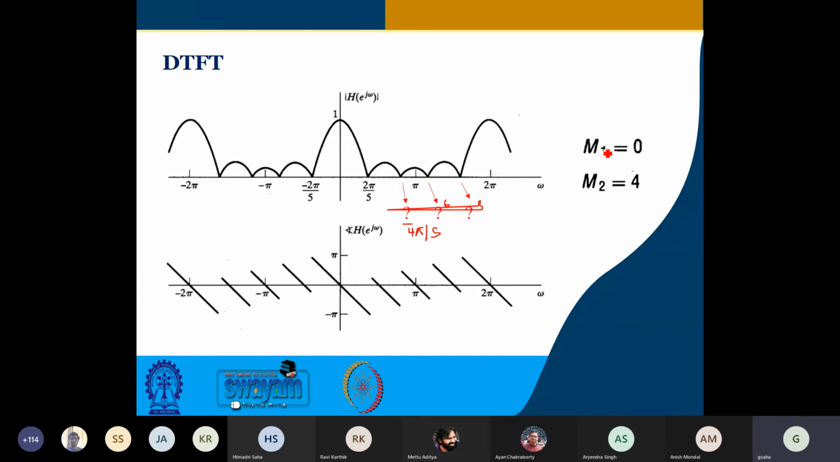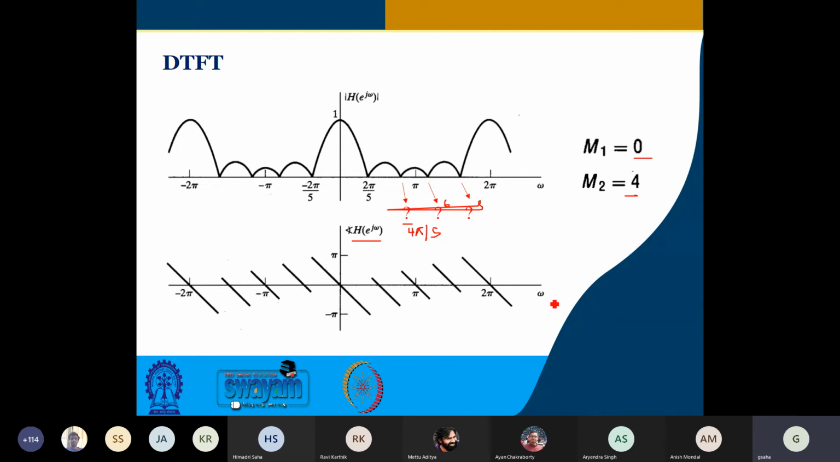Okay? So m1 is equal to 0, m2 is equal to 4, right? We have 0 crossing or zeros at 2 pi by 5, 4 pi by 5. And of course, if you plot it, you will see that magnitude is coming down. It is more like a low pass filter, and moving average is expected to behave like that. So this is your magnitude response. So this is your phase response.